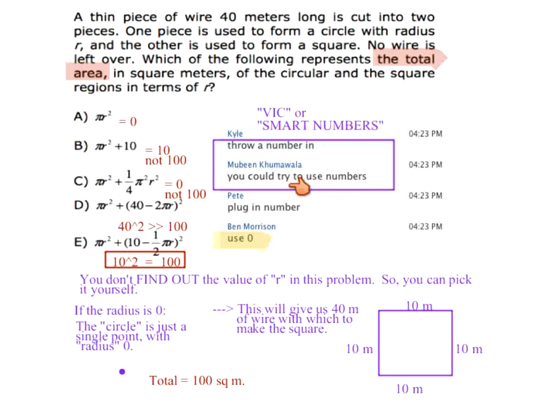Any questions about this method? What do you guys think when you do this? Like, let's say that choice B gave me 100, or choice A, or one of the early choices gave me 100. Would I have to keep plugging into the other choices? Yes or no? Tell me in the chat box. If you get the answer you're looking for, do you have to keep plugging in? So yes, you do. You have to.